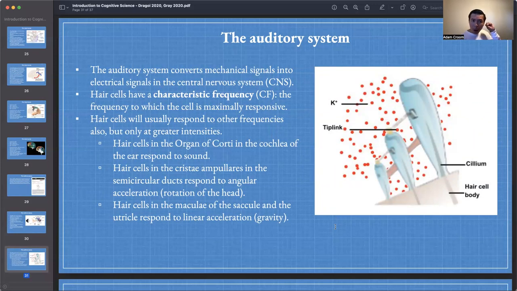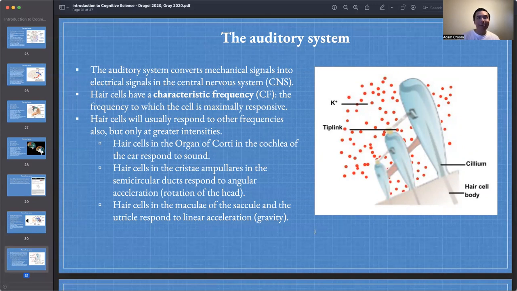So the auditory system converts mechanical signals. Remember when I'm playing the piano for you, what's coming from the piano is pressure waves. The auditory system is going to convert those mechanical signals into electrical signals in the central nervous system, which is really cool. Hair cells.